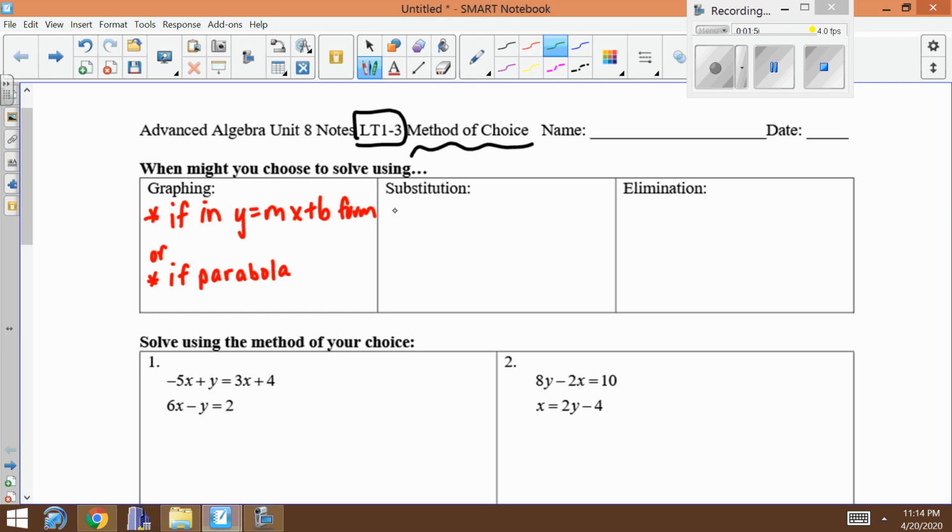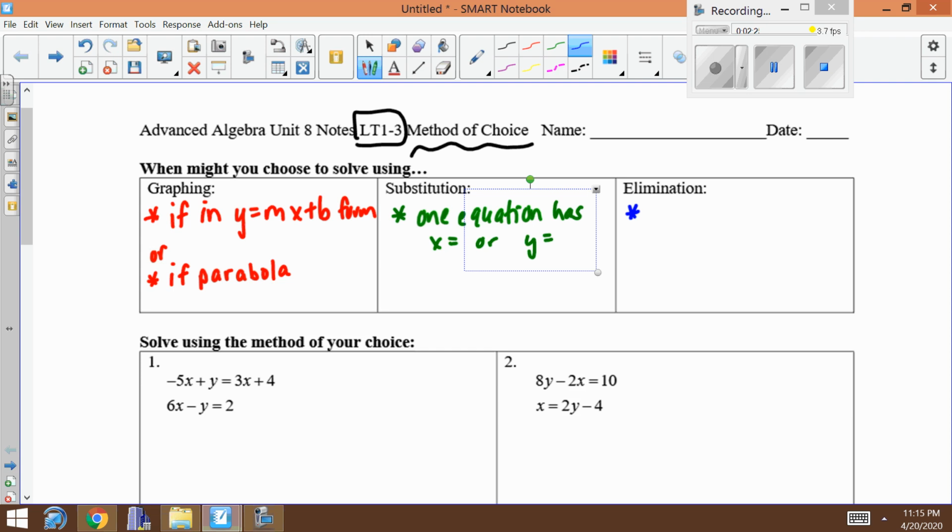For substitution, I would choose it if one equation has a variable solved for it already. So one equation has either x equals or y equals already. That's when I'm going to do substitution. Sometimes I'll also choose to do substitution if it's really, really easy to get that one variable by itself. Then I'll do substitution.